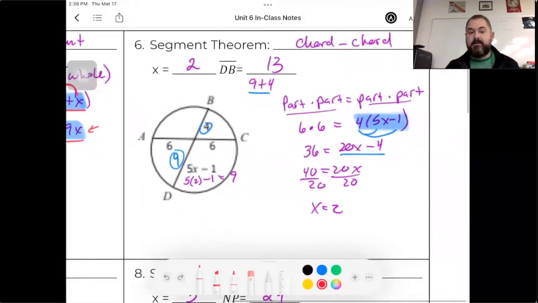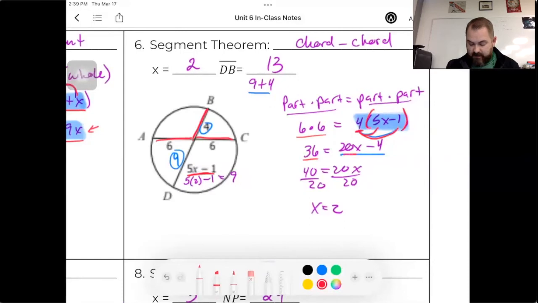On number 6, again, you might have gotten a different answer here, and you want to be careful. This is chord, which means part times part equals part times part. For one of the chords, part 6 and part 6, that's just 6 times 6, 36. But for the other chord, I'm going to do the part that is 4 times the entire other part, 5x minus 1. That means I have to multiply 4 by the 5x and the minus 1. And so I write that in parentheses like this to remind myself that I need to distribute to both of those. So we should get 20x minus 4 for that side. And we solve that and we get x is 2.